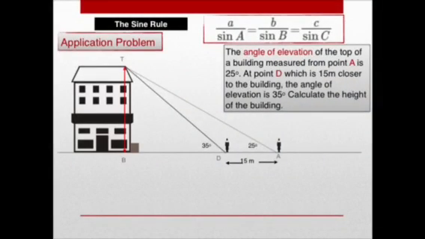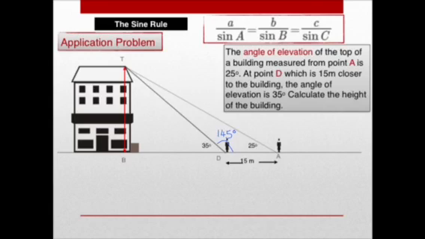So here's a problem-based question. We're asked that the angle of elevation of the top of a building from point A is 25 degrees, and from point D it's 15 degrees. And you'll notice that in this we have two types of triangles. We have a right angle triangle and a non-right angle triangle, a scalene triangle. And what we're going to do is use the sine rule to help us find a missing side, and then use normal trigonometry on the right angle triangle.